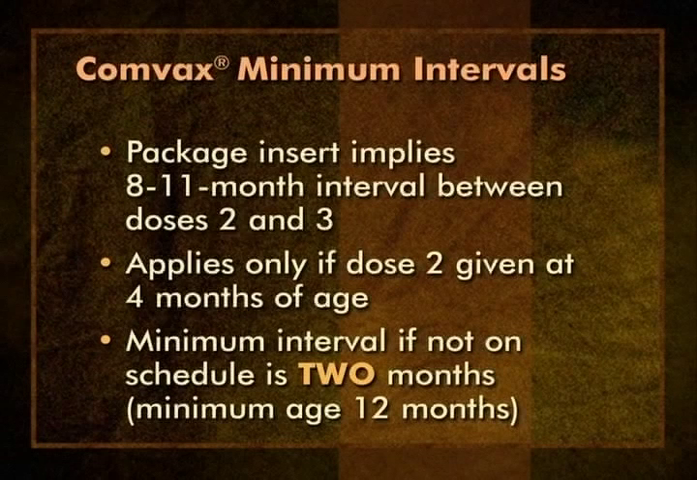The minimum interval, if the child is not on schedule, is 2 months, the same as PEDVAX HIB and other HIB vaccine brands. But remember that the minimum age is 12 months, and for the last Hib dose to be valid, it needs to meet both the minimum interval, 2 months, and the minimum age of 12 months.